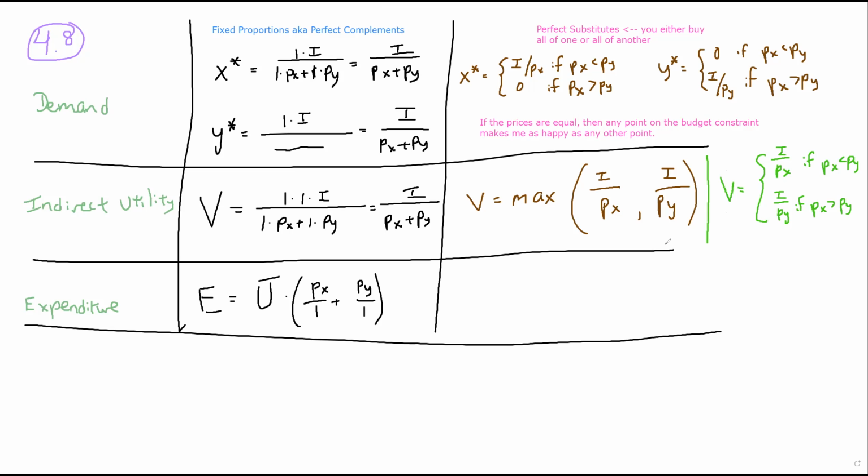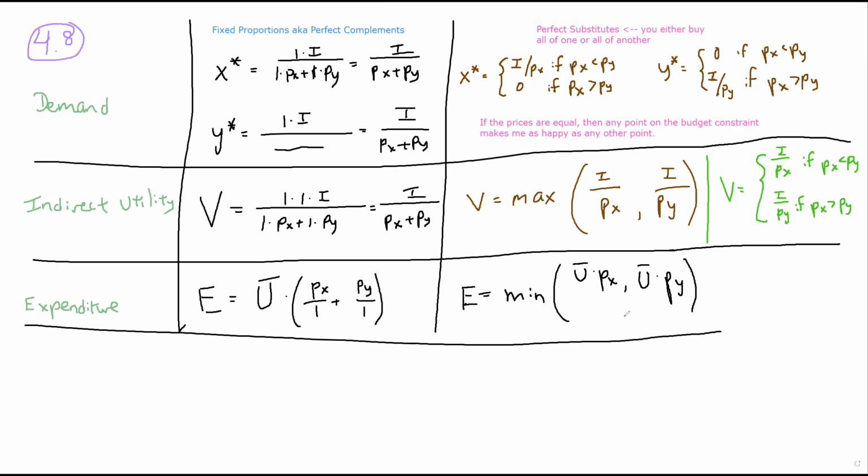By the way, let me know if this is going off the page. I know that some people can't see this sometimes, but there should be enough room where we can see everything. Okay, and then the expenditure function. Again, just looking at the cheat sheet, E equals min of U bar times price X, comma, U bar times price Y. They technically have a divided by A and divided by B, but those are 1 and 1, so they don't change anything. Okay, that's part A.